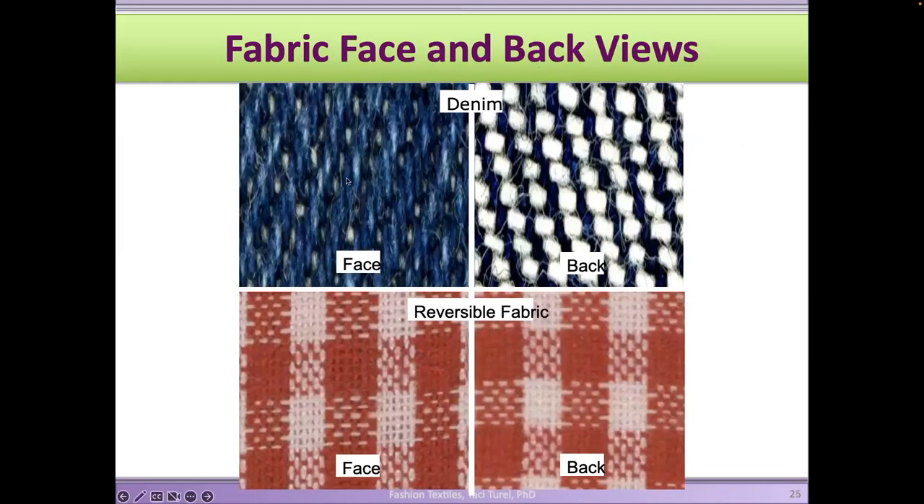This is a denim fabric, and the denim fabric usually looks blue on the face, but if you look at the back, it has more of those white yarns showing. But for reversible fabrics, you can't really tell, because the face and the back look exactly the same.